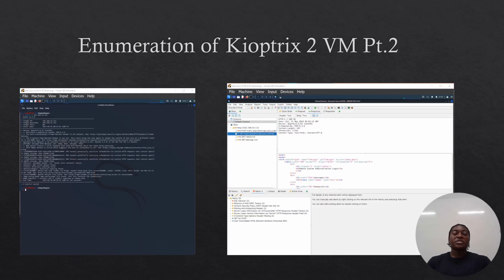Alright, so to continue my enumeration of the Kioptrix 2 virtual machine, I utilized Nikto and OWASP ZAP proxy. On the left-hand side, I ran the command nikto -h 192.168.33.112, and what we get back is an output of existing vulnerabilities within the Kioptrix 2 virtual machine. Same thing on the right-hand side with OWASP ZAP proxy. We see a list of vulnerabilities that were identified: SQL injection, lack of content security protection, anti-clickjacking header is not in place, and many more.